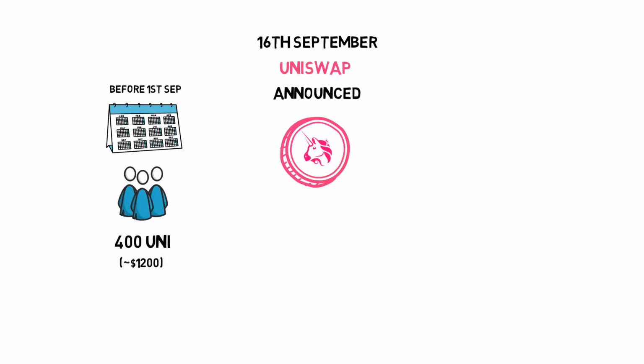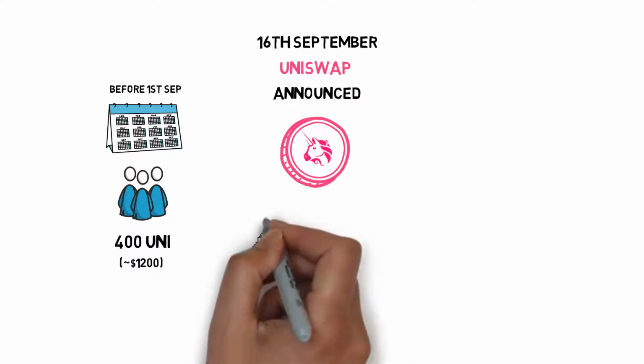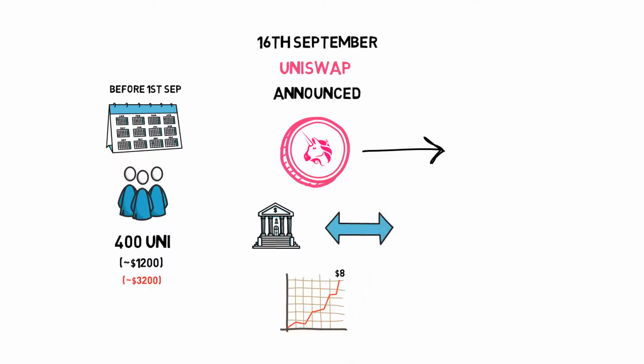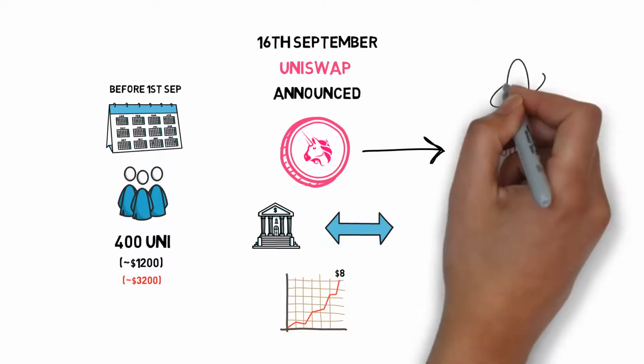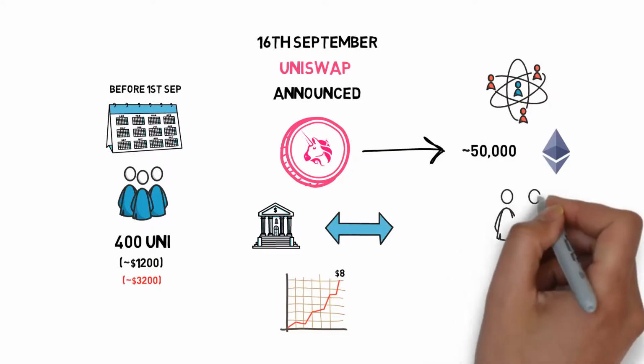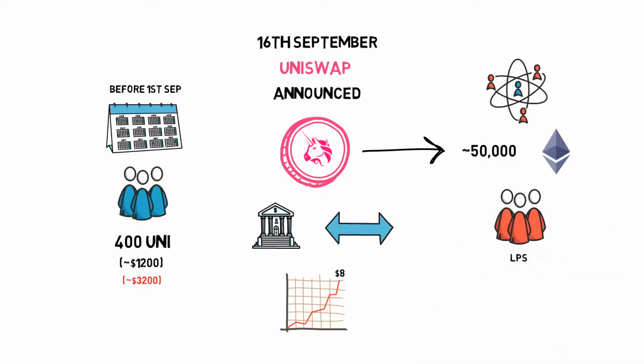A couple of days later, the UNI tokens were actively traded across both centralized and decentralized exchanges, with the token price going as high as $8, making the initial 400 UNI reward worth around $3,200. The UNI tokens were distributed to around 50,000 Ethereum addresses, making them one of the most widely distributed tokens in the space. On top of that, the liquidity providers of the protocol were also retrospectively rewarded with extra UNI tokens.